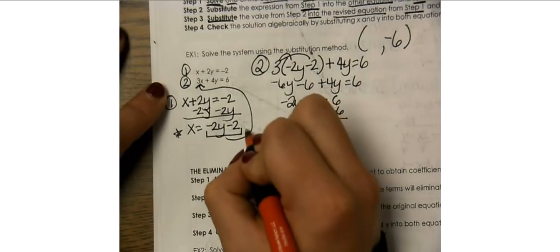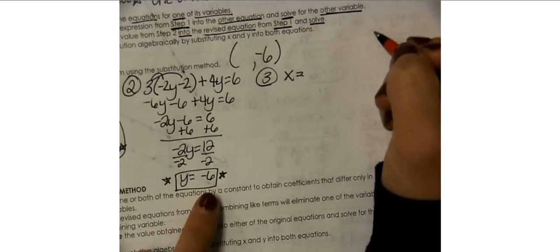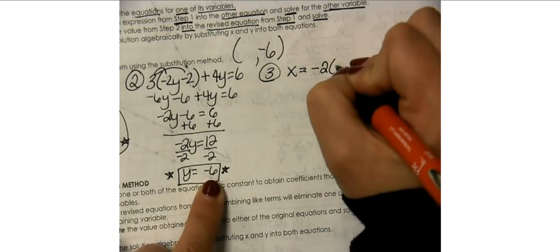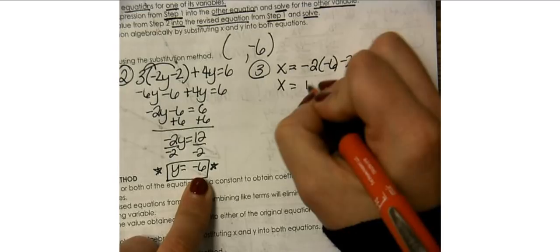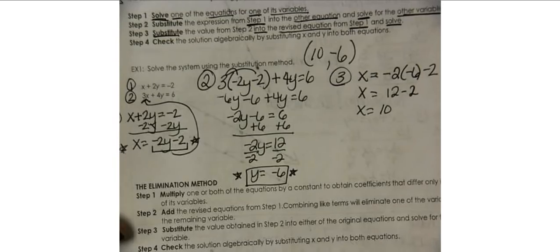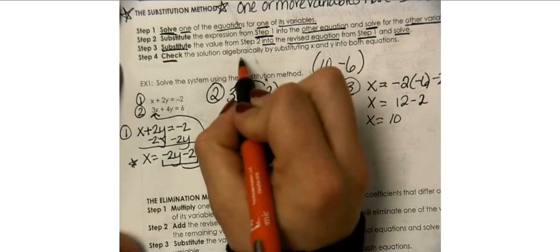So my revised equation from step 1 was x is equal to -2y minus 2. So this is step number 3. I have x is equal to, and I'm going to let y equal -6, and I'm going to write -2 times -6 minus 2. And I end up with x is equal to 12 minus 2, and so therefore x is equal to 10. So now I need to check my answer. That's step number 4. So anytime you end up with just a plain ordered pair, you need to check that solution algebraically by substituting x and y into both equations.